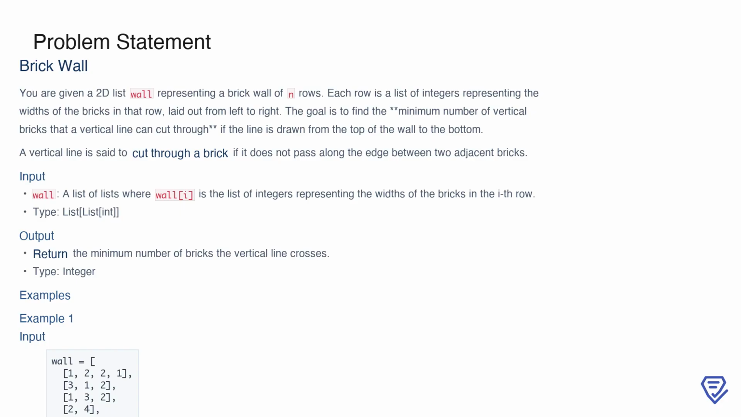Importantly, a vertical line only cuts a brick if it passes through the brick itself, and not if it aligns perfectly with the edge between two adjacent bricks. Our goal is to calculate this minimum number of crossings.